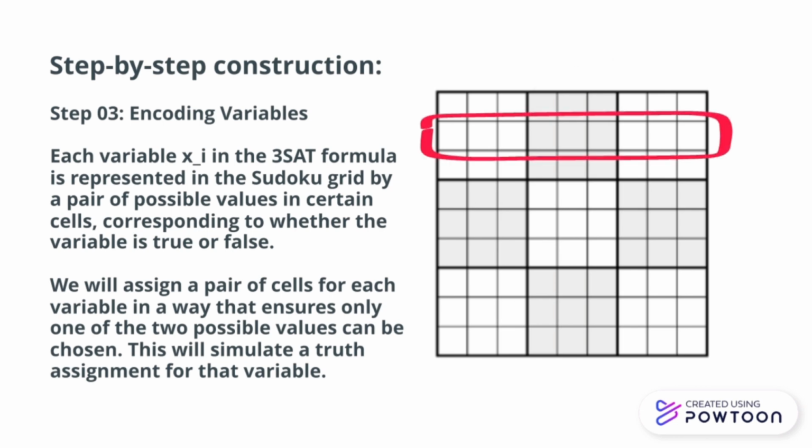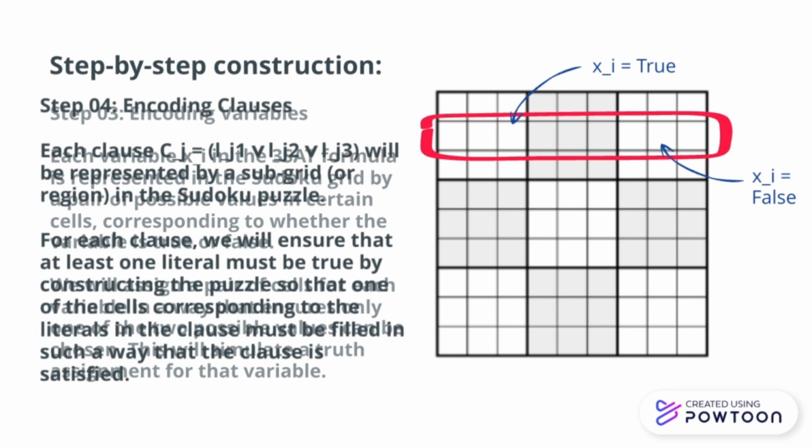For example, for each variable xi, we can use two cells in a row or column, assigning one cell to represent xi equals true and the other to represent xi equals false. The structure of Sudoku ensures that only one of these values can be filled.